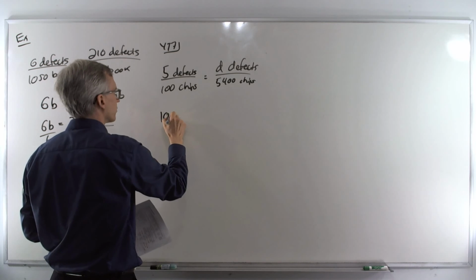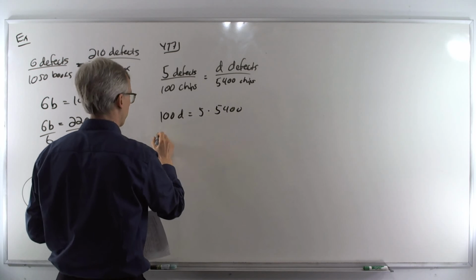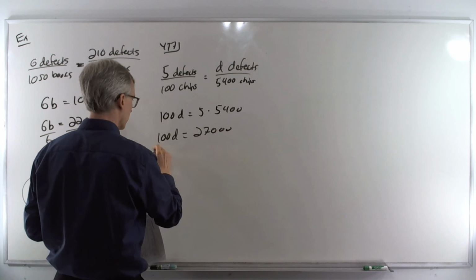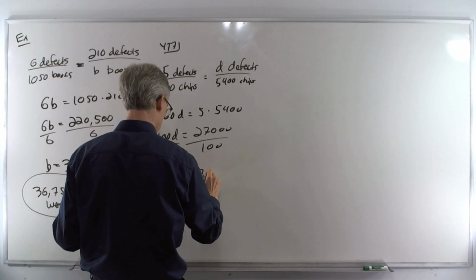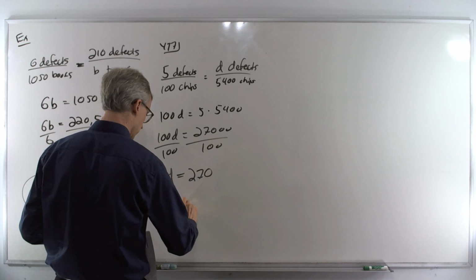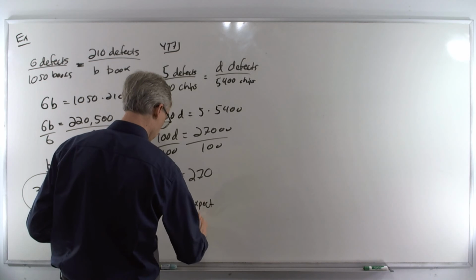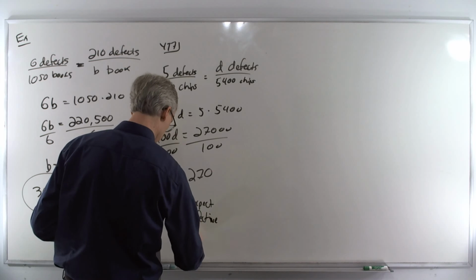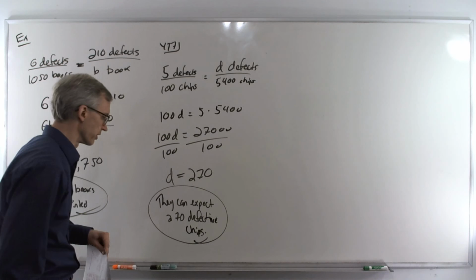Cross multiplying, it gives us 100D equals 5 times 5,400. So 100D is 27,000, and we divide by 100, and we get D equals 270. So they can expect 270 defective chips.